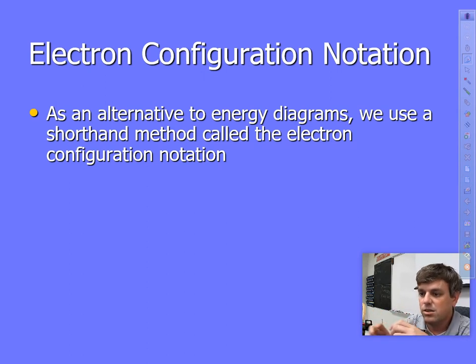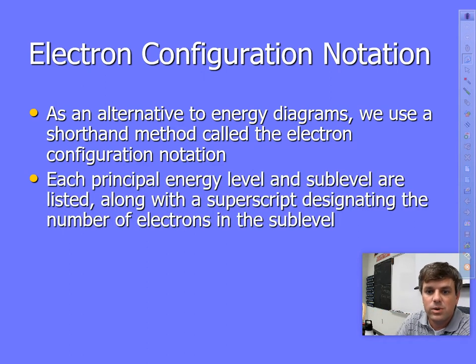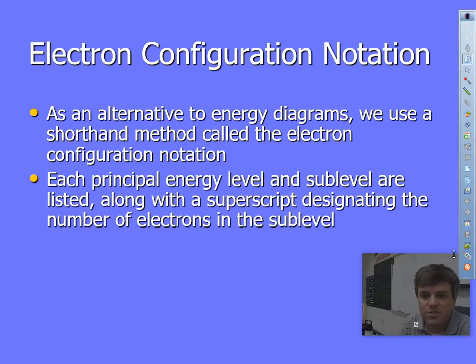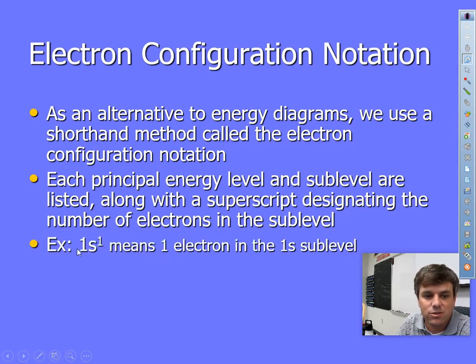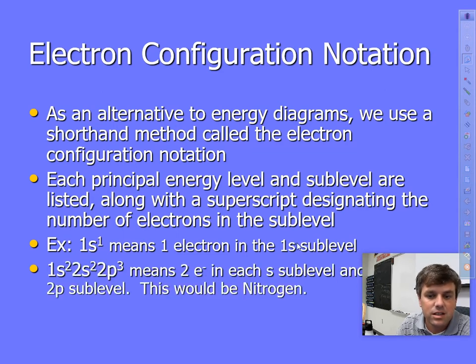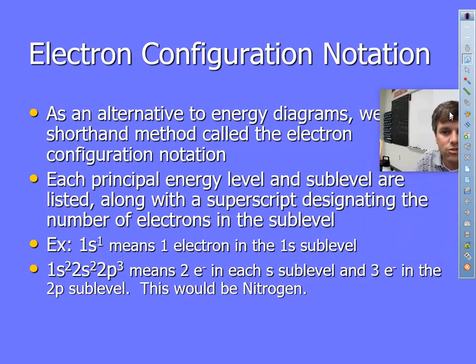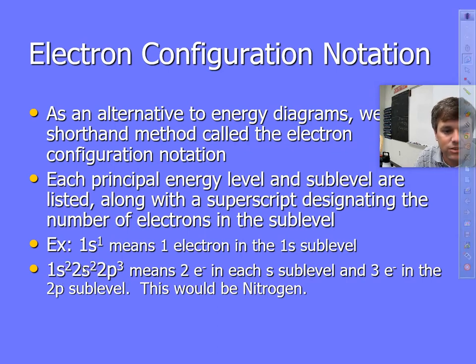It's a little shorthand notation for it, where you list the energy level and sublevel, and then you use a superscript to represent how many electrons are in the sublevel. So for instance, if you wrote 1s1, that would mean you have one electron in the 1s sublevel, and that would be the electron configuration for hydrogen. If you had 1s2, 2s2, 2p3, that would be 2 electrons in the 1s sublevel, 2 electrons in the 2s sublevel, and 3 electrons in the 2p sublevel, and that would be nitrogen.